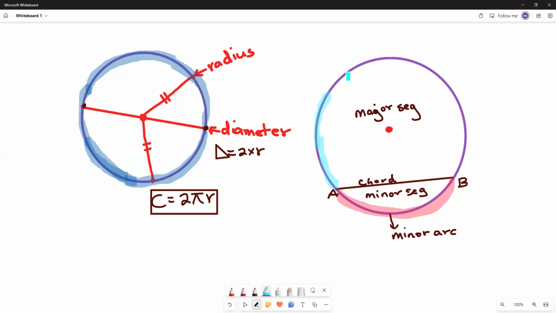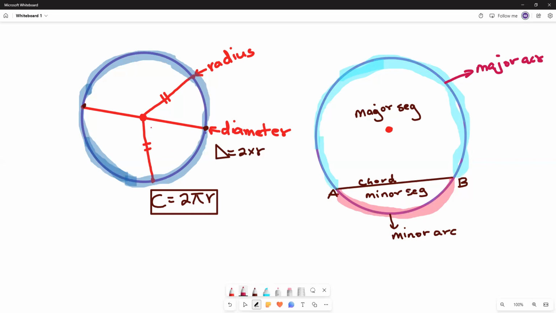So this is the arc. This part here is the arc. So that part we call it a major arc. That is the what? Major arc. All right. Perfect.